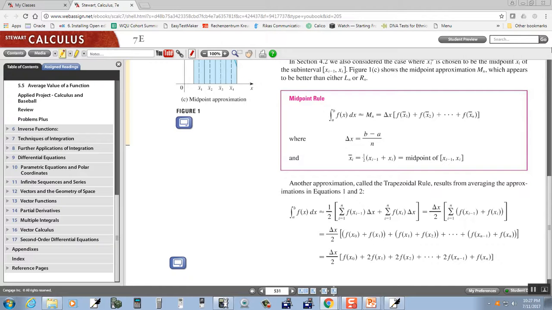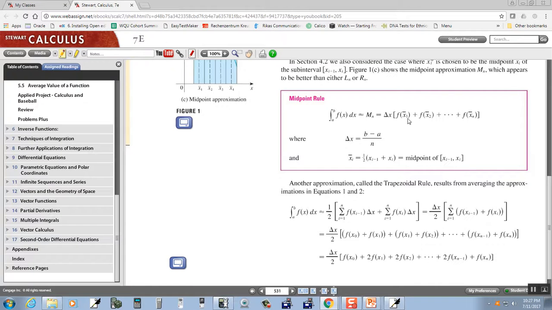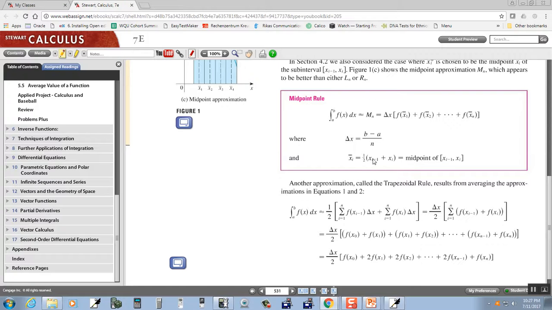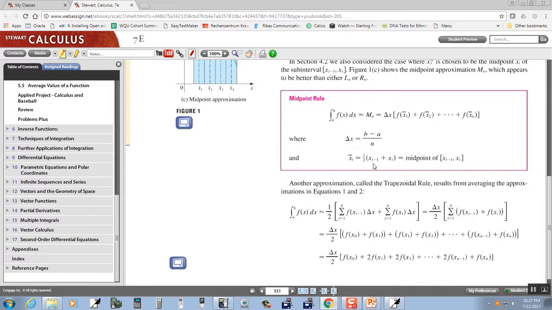And then times, and then we got these values right here, and they tell us what these are equal to. Now we're going to have x1 up through xn, x bar sub 1, x bar sub n. So that means we're going to have an x1, an x2, an x3, and an x4. Okay, and this tells us it's going to be 1/2 and xi minus 1. Now the i refers to what number it is.